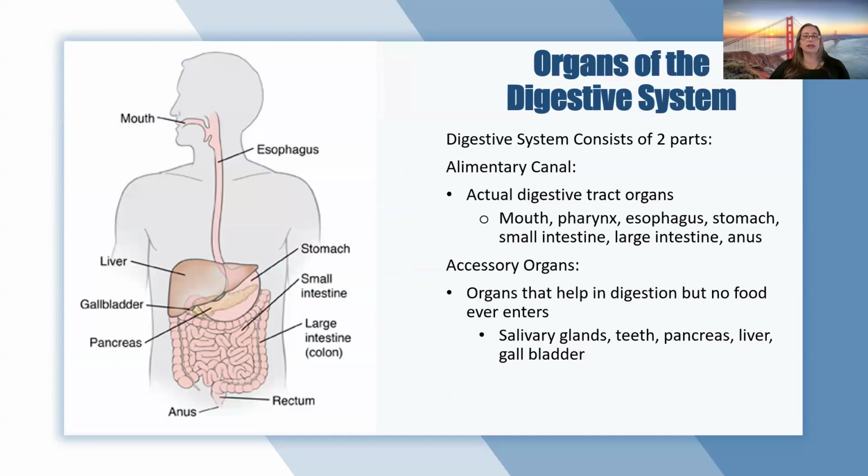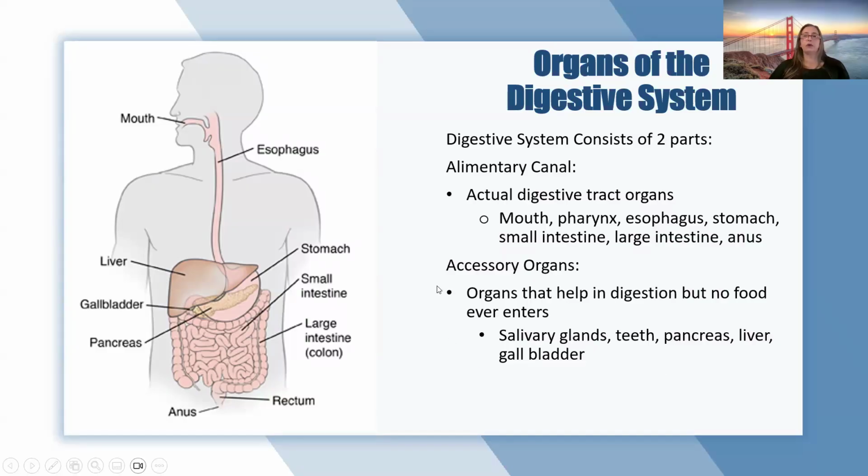Okay, so here is a basic picture of the main organs of the digestive system. The digestive system consists of two parts. The first is the alimentary canal, and this is basically where food goes in, travels, and then comes out. It includes the mouth, the esophagus, the stomach, the small intestine, the large intestine, and the rectum and anus, where stool is expelled.